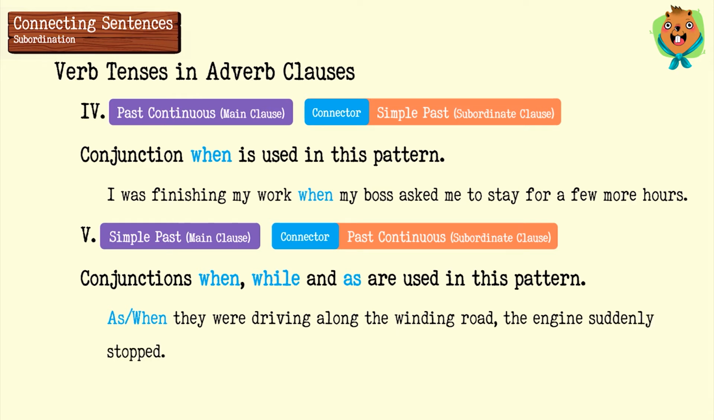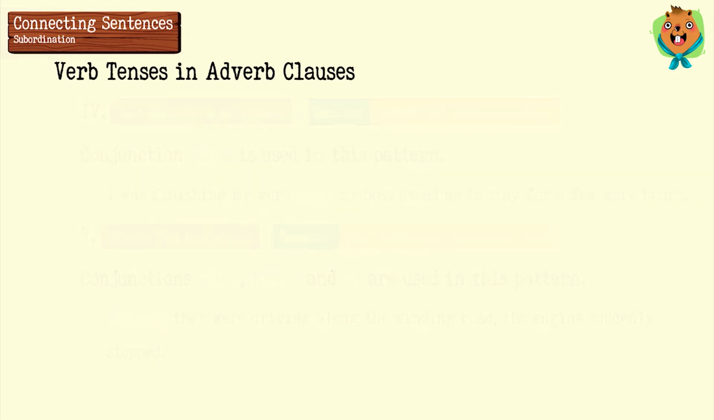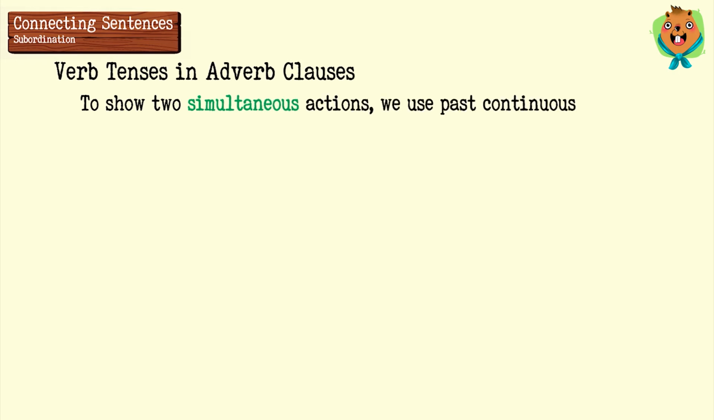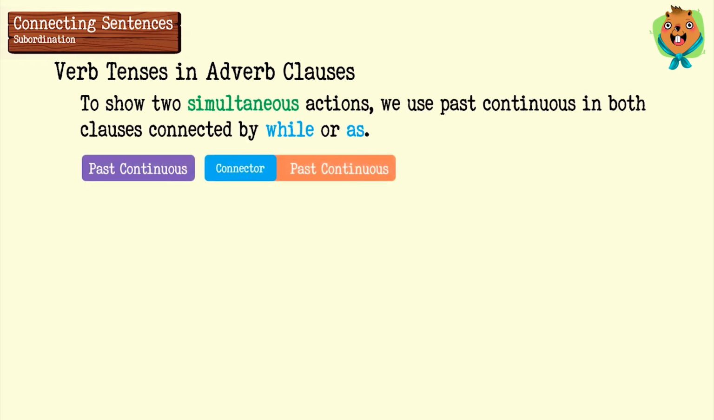Notice in patterns 4 and 5, simple past expresses an action or event which happens in the context described by past continuous. To show two actions happen at the same time side by side, we use past continuous in both clauses, connected by conjunction while or as. For example, I was doing the windows while she was cooking. Or, I was doing the windows as she was cooking.